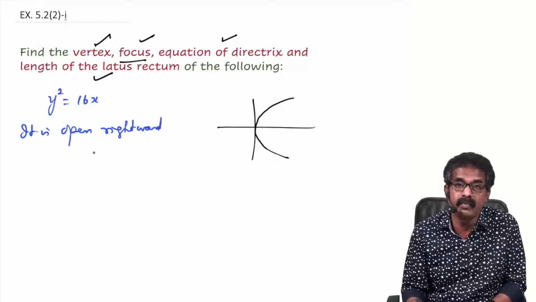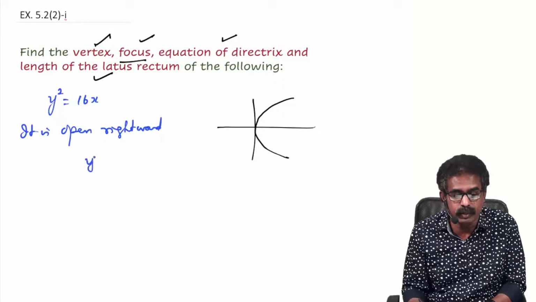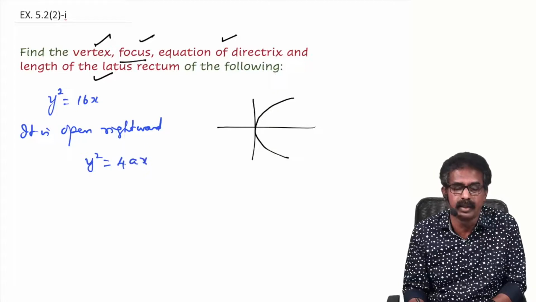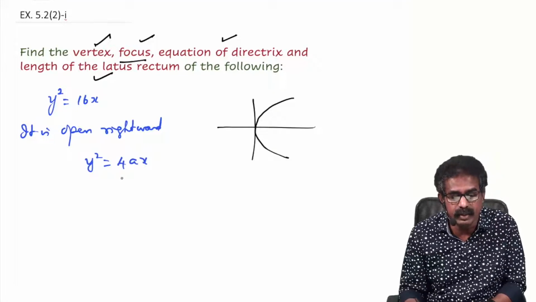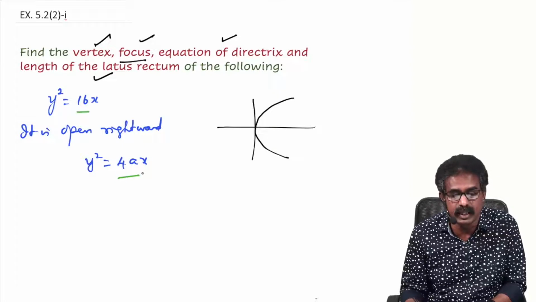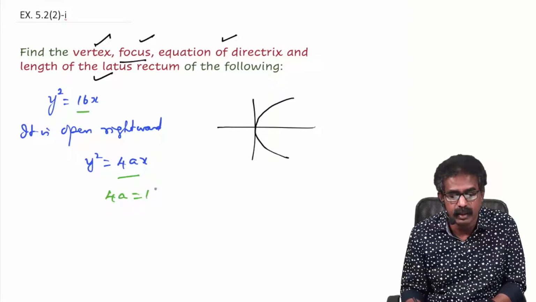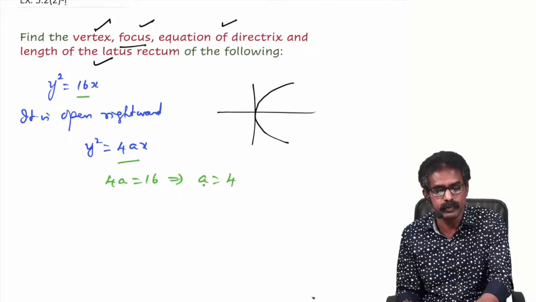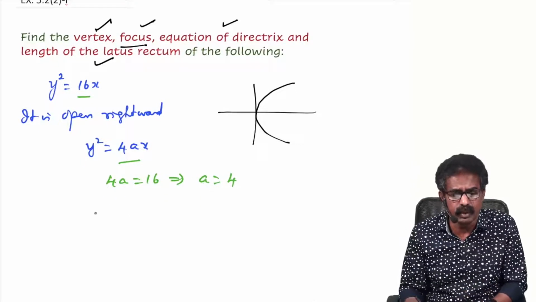Then you have to compare with its standard equation. What is the standard equation? y square equal to 4ax. So instead of 4a, what do you have? 16. So 4a equal to 16, so a equal to 16 by 4. It is 4. A value got it. Then whatever you want, you can find.